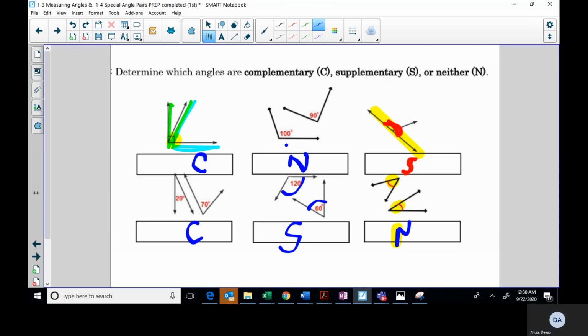So we did a lot of examples here. Complementary, the sum is equal to 90 degrees. Supplementary, the sum is equal to 180 degrees. T-shaped structure, that means it is going to be 180 degrees. Now let's go to our next slide.